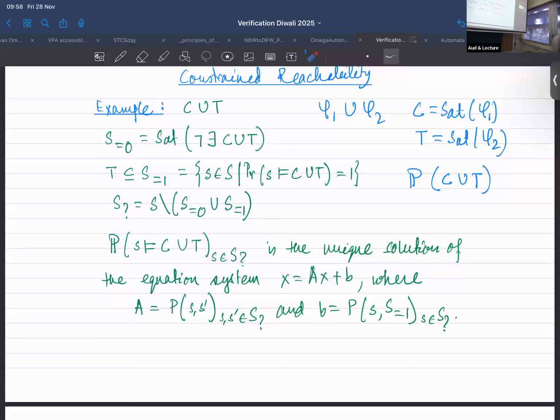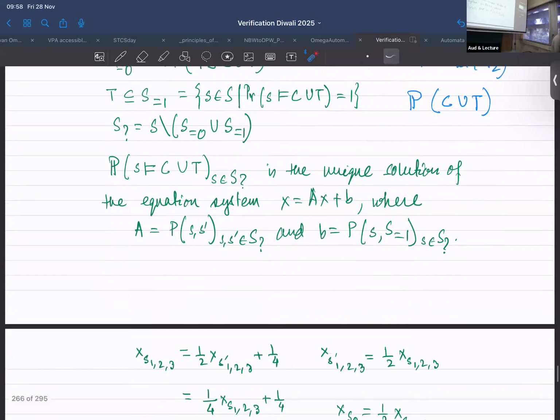And this also you can solve using a linear recurrence, x equal to Ax plus b, where A is the transition matrix, x is the vector corresponding to the set of states in that S question, and b is essentially the probability that in one step you reach the set of states which satisfy probability 1, right? So S equal to 1 are the set of states which satisfy with probability 1, and you reach them in one step, right?